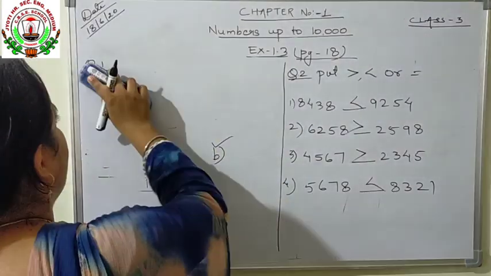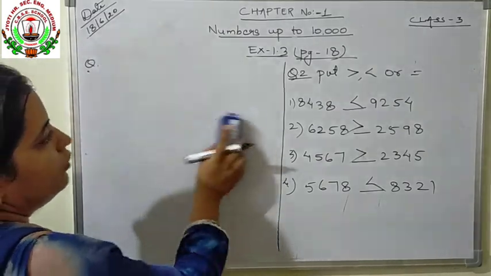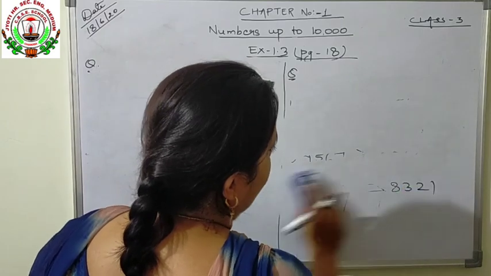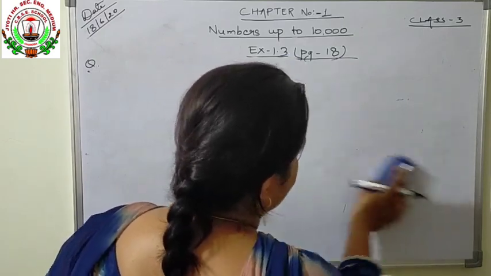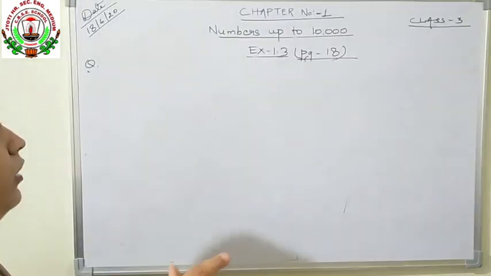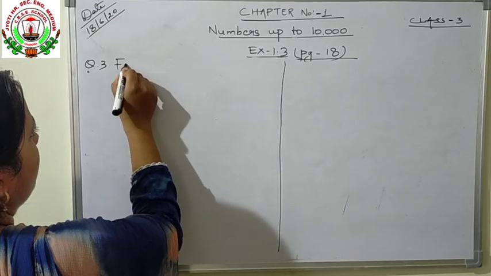What is our question number 3? Our question number 3 is find the successor of the following. You have to find the successor. Successor we have studied earlier. Successor means you have to add one to the given number. You will add one to the given number. Find the successor.